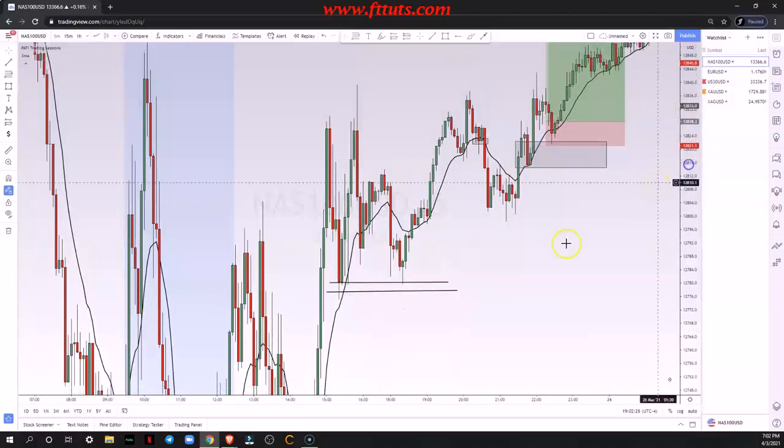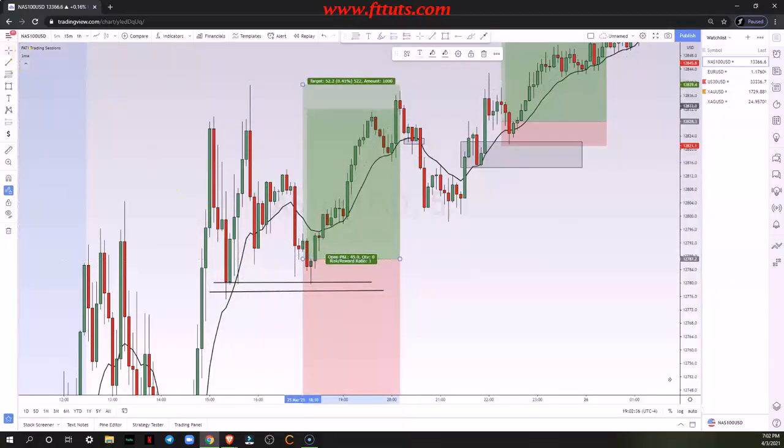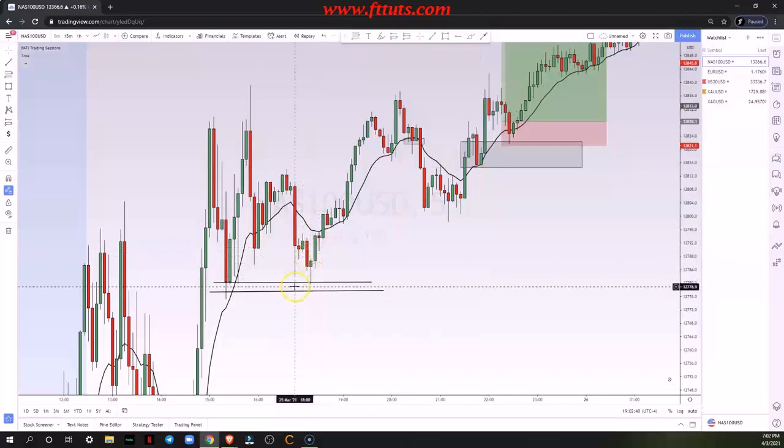Okay, now we get a support entry. We get a support entry, and it comes to support. We enter right there, and honestly, you probably got stopped out. If you would have taken this trade right here, you probably would have got stopped out. It broke above this red candle and then it tagged you.